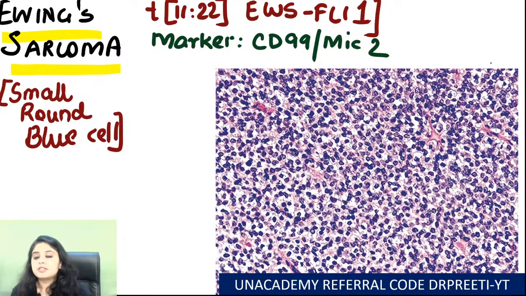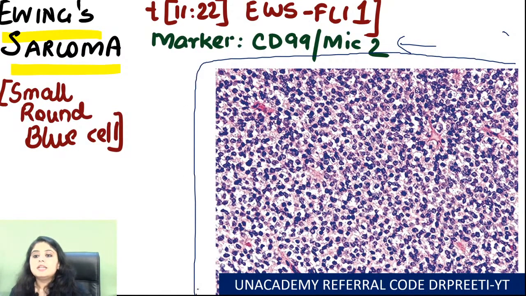But here we have a case which came to you in the November exam in 2019. This was the question that was asked. This tumor image was given and they clearly asked you the marker. I think everyone has identified that as soon as you see this picture, it's a very blue tumor. It's a small round blue cell tumor.